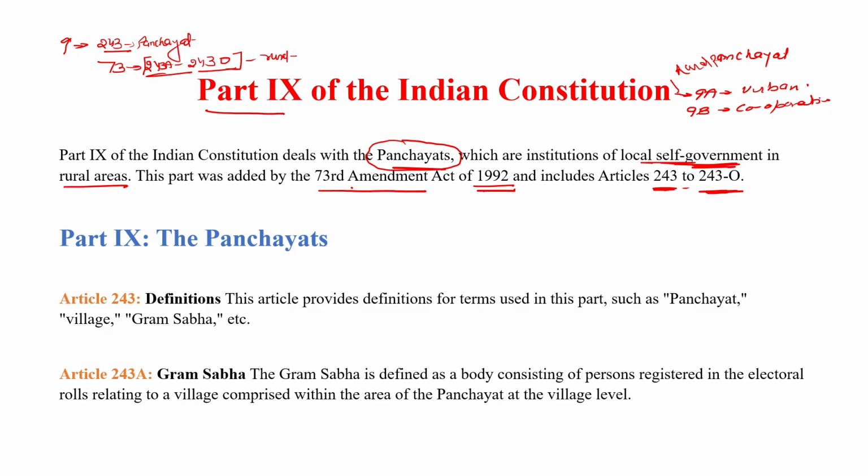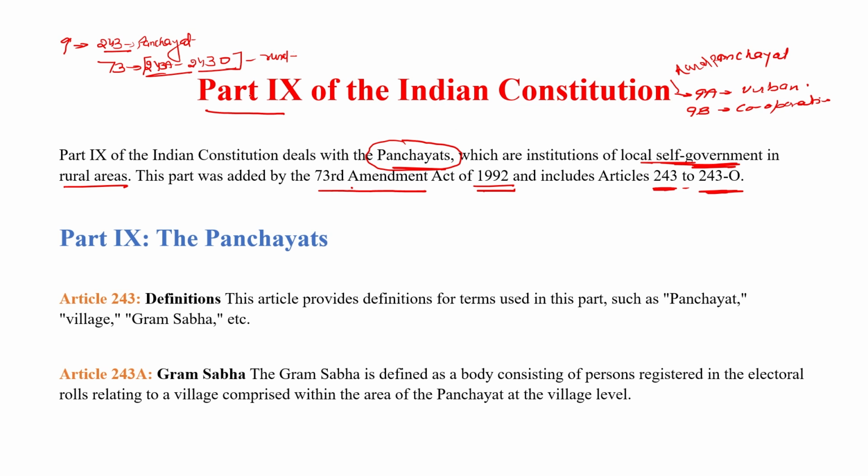So which committee is responsible for the Panchayati Raj system in India? Balwant Rai Mehta committee was responsible for the Panchayati Raj system in India. And the first state to adopt the Panchayati Raj system in India was Rajasthan. So the Panchayati Raj system was started from Rajasthan, district Nagaur.